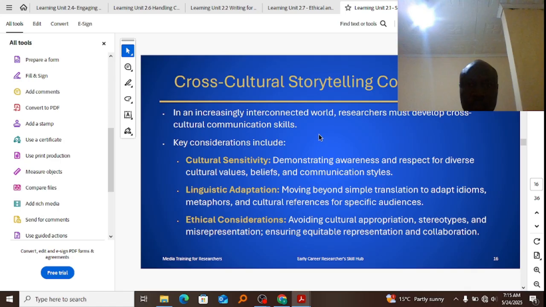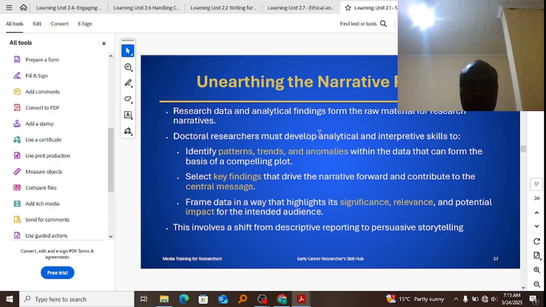Then, unearthing the narrative potential. Research data and analytical findings form the raw materials for research narratives. Doctoral researchers must develop analytical and interpretive skills. Very important to identify patterns, trends, and anomalies within the data that can form the basis of a compelling plot. Select key findings that drive the narrative forward and contribute to the central message. Frame data in a way that highlights its significance, relevance, and potential impact for the intended audience. This involves a shift from descriptive reporting to persuasive storytelling.